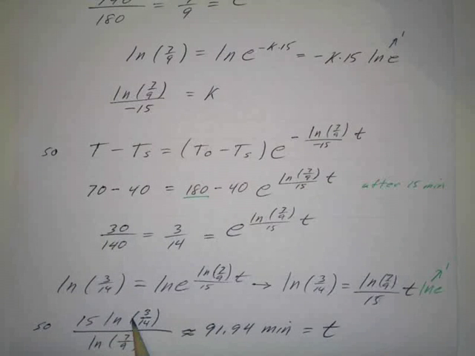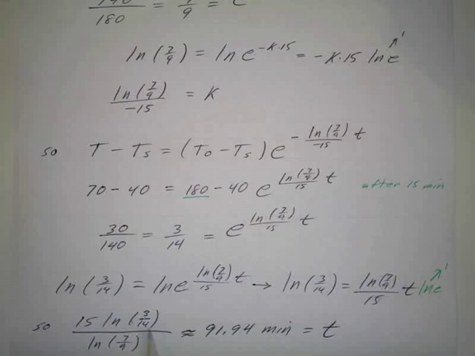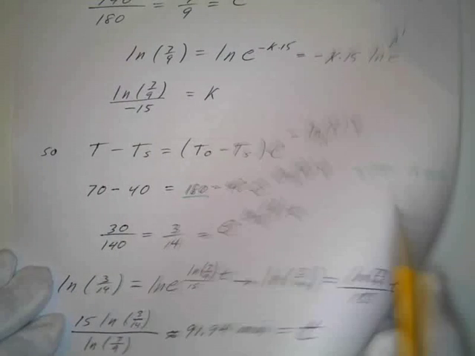So then if I want to solve for t, I would multiply both sides by 15, and then divide by the natural log of 7/9. Then if you put this in your calculator, I took the natural log of 3 over 14, okay, and then times 15, and then divided by the natural log of 7 divided by 9, and this is what I got: 91.94. So hopefully you shouldn't have any trouble calculating that out.